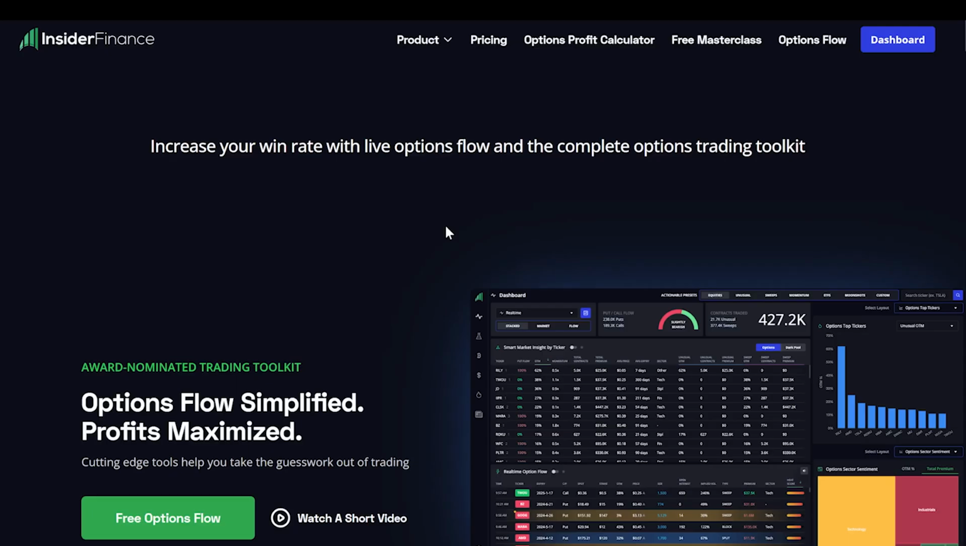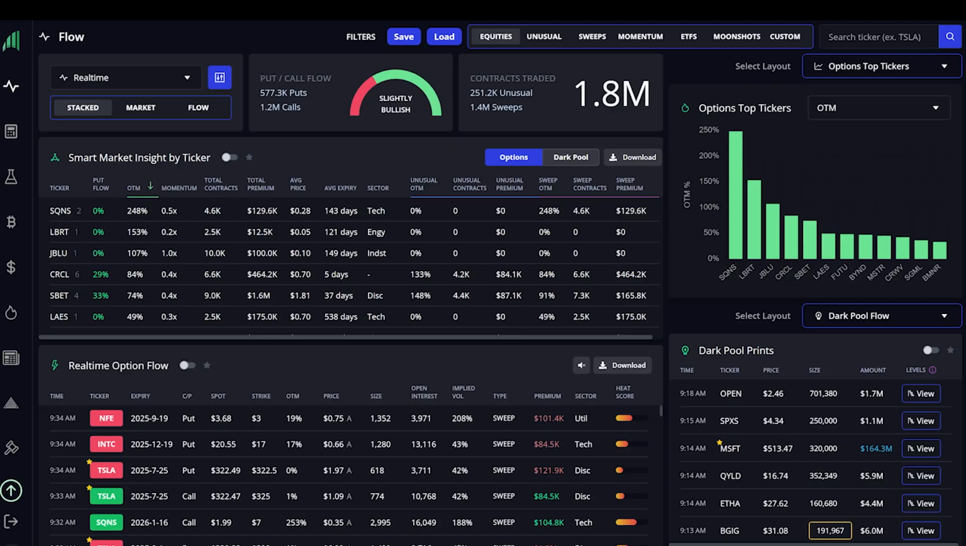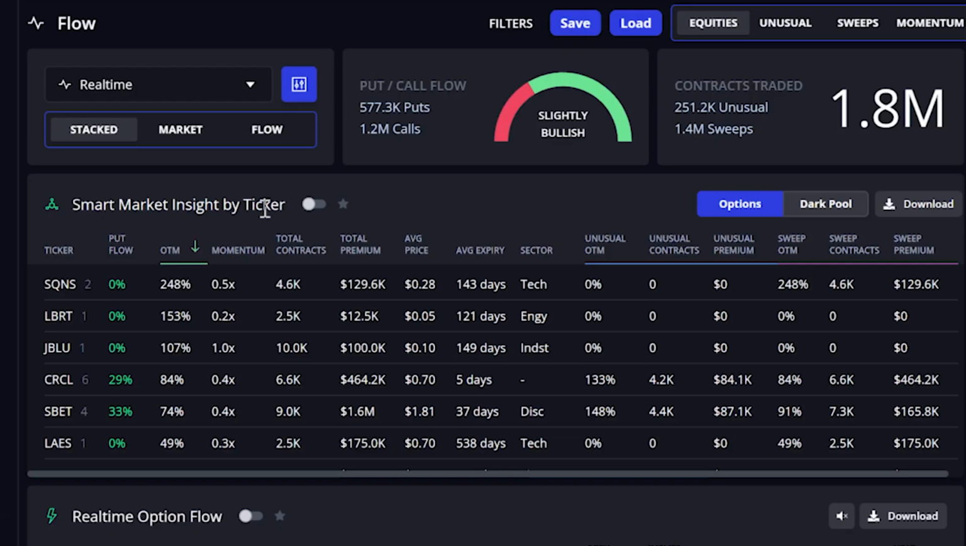So I want to start off talking about Insider Finance. This is an advanced platform with quite a few features, including data for cryptocurrencies and Forex. I'm going to really focus on the unusual options order flow features of this platform. So in the main dashboard of Insider Finance, we can see there's a couple different data feeds. So here we have Smart Market Insight by ticker.